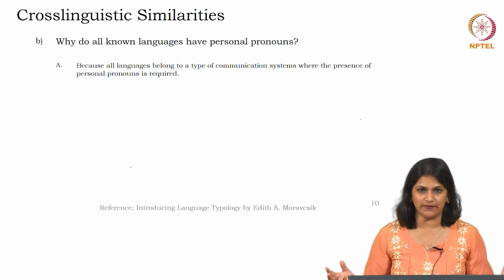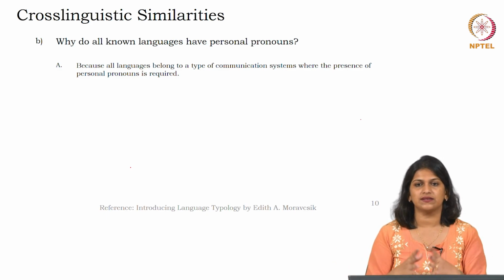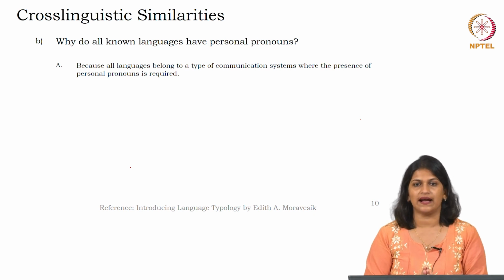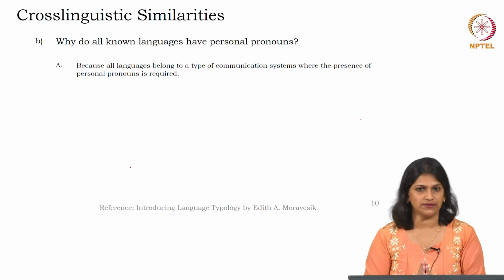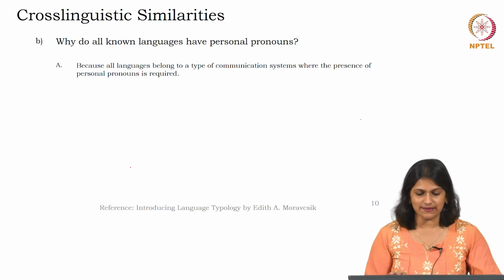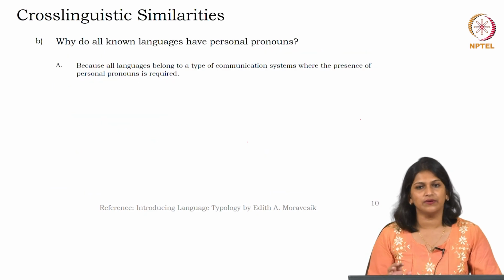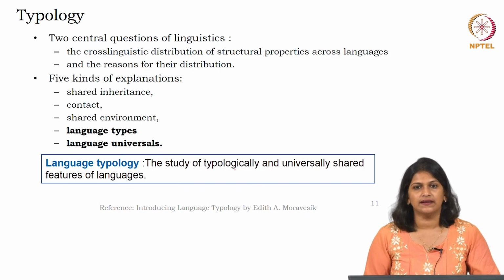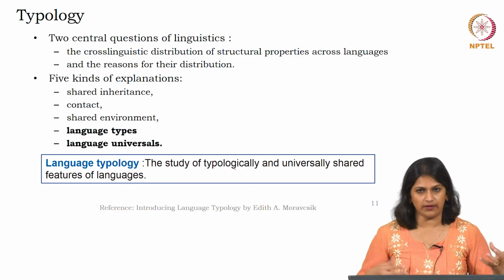The fifth explanation somehow summarizes all of them. The concern here is that languages belong to a type of communication system where the presence of the personal pronoun is absolutely, mandatorily required. Because of this requirement, we have languages in the world which have personal pronouns, right. So, these are a few answers that linguists would give you to approach the cross-linguistic similarity in typology literature.